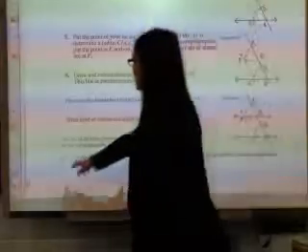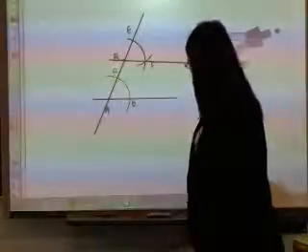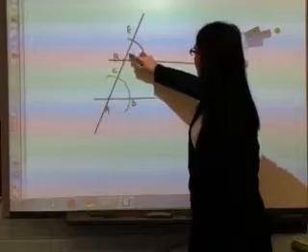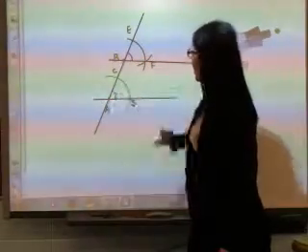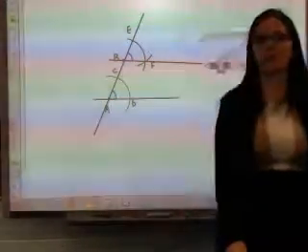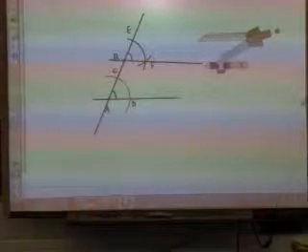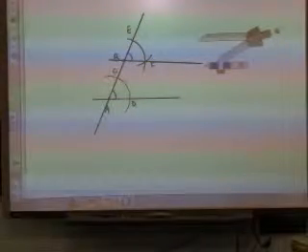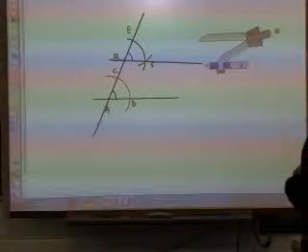So if I take these angles that I created, this angle here and this angle here, if you use your protractor to measure those two angles, what do you notice? Any reason why they're the same?